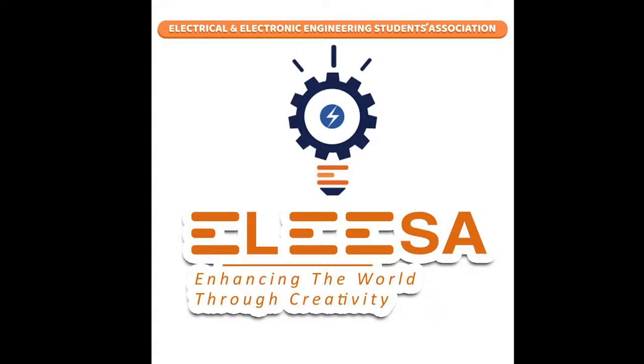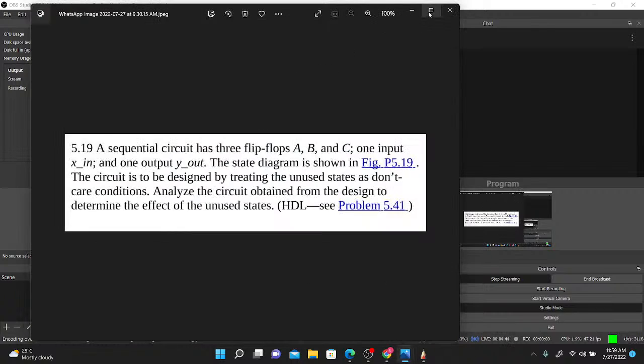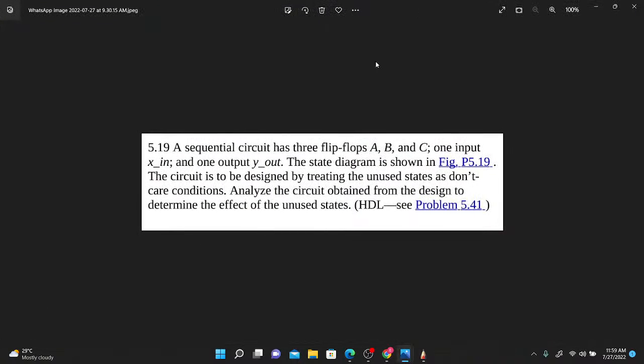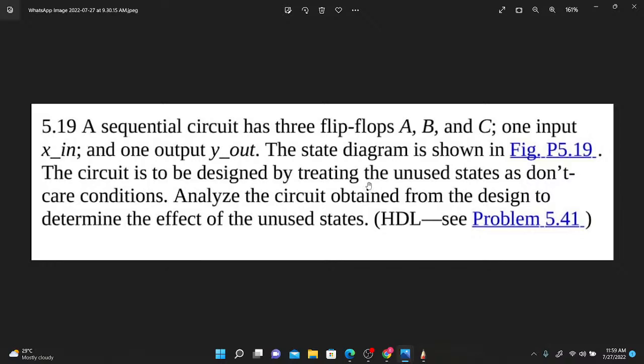Beautiful. So the question we are going to be working with is this. I hope you can all see it on your screens now. This is the question that we are going to be working with. A sequential circuit has three flip-flops, A, B, and C, one input X in and one output X out.